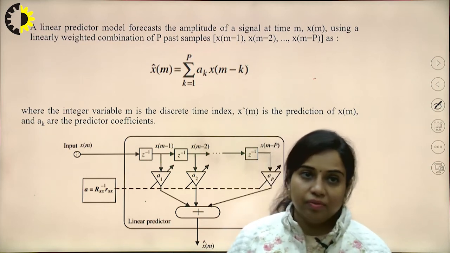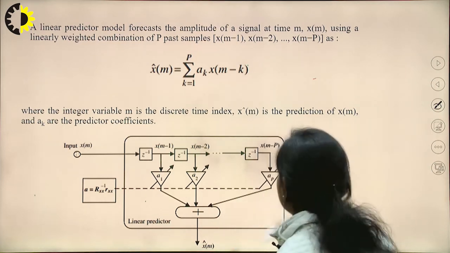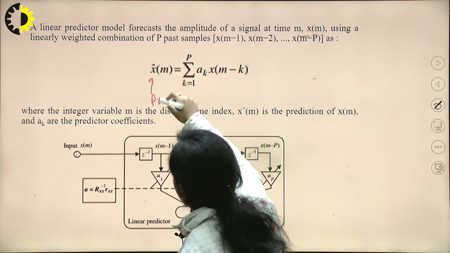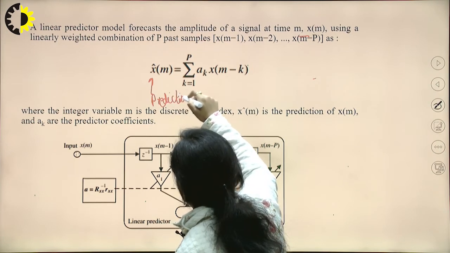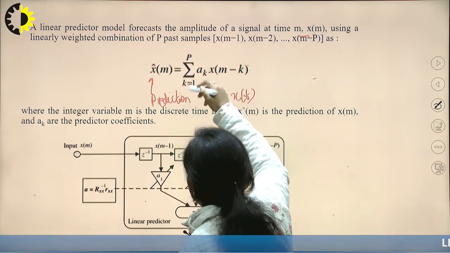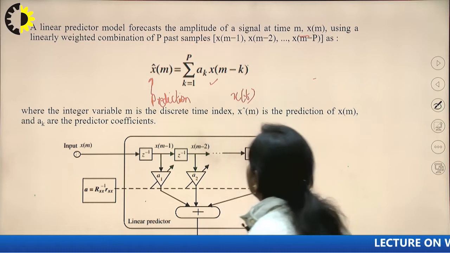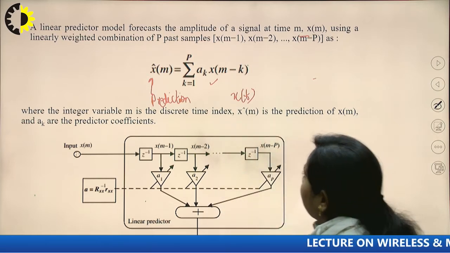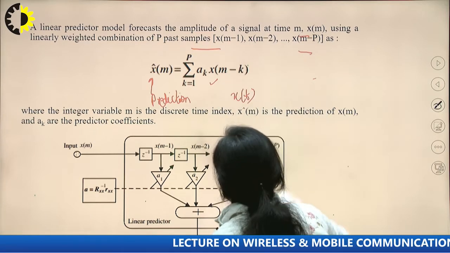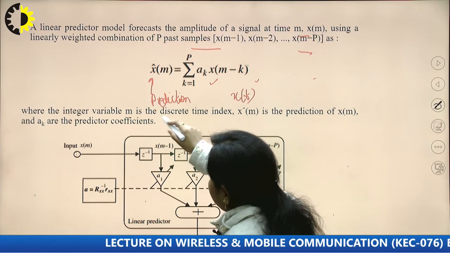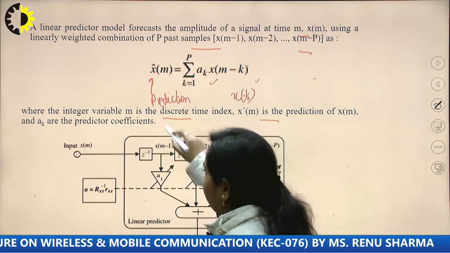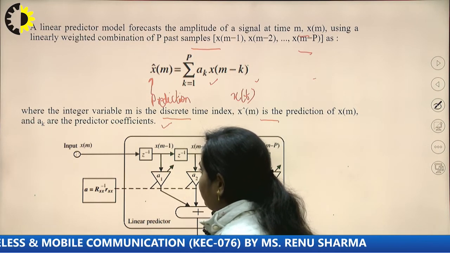Then the linear predictive model forecasts the amplitude of a signal at time m. This is the prediction of the signal generated by x(t). So x cap m is equal to the summation over k from 1 to p of a_k x(m minus k). It uses a linearly weighted combination of p past samples, that is x(m minus 1) to x(m minus p), which is written over here. Here the integer variable m is the discrete time index, x cap m is the prediction of x(m), and a_k are the predictor coefficients. So this is basically the input signal.